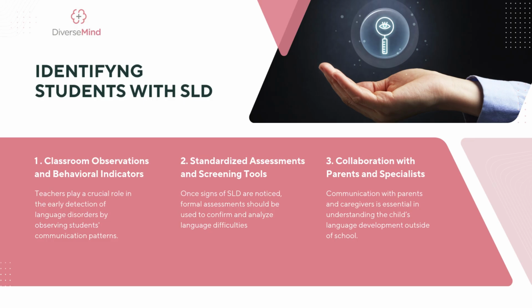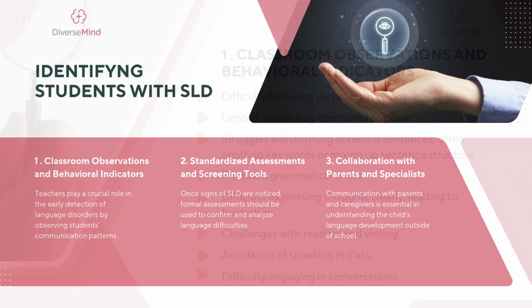Identifying students with SLD. 1. Classroom observations and behavioral indicators. Teachers play a crucial role in the early detection of language disorders by observing students' communication patterns. 2. Standardized assessments and screening tools. Once signs of SLD are noticed, formal assessments should be used to confirm and analyze language difficulties. 3. Collaboration with parents and specialists. Communication with parents and caregivers is essential in understanding the child's language development outside of school.